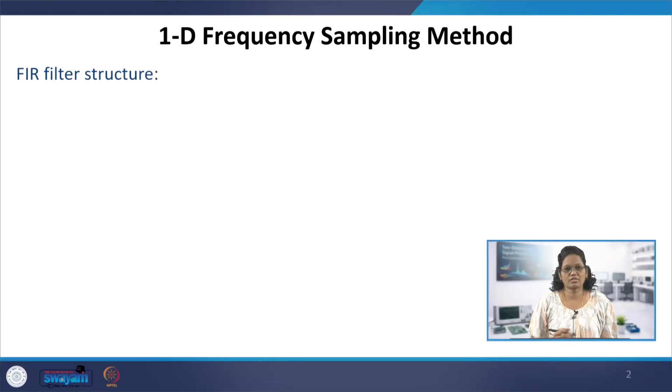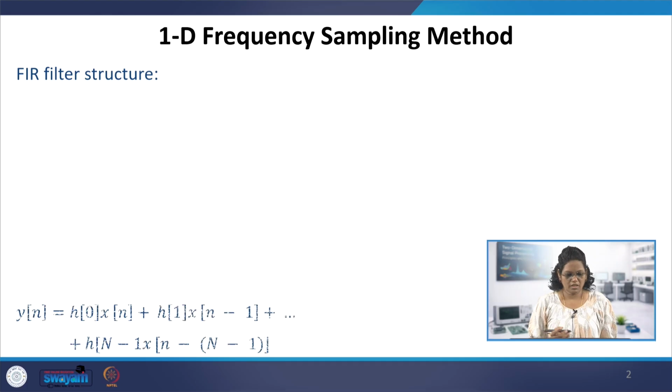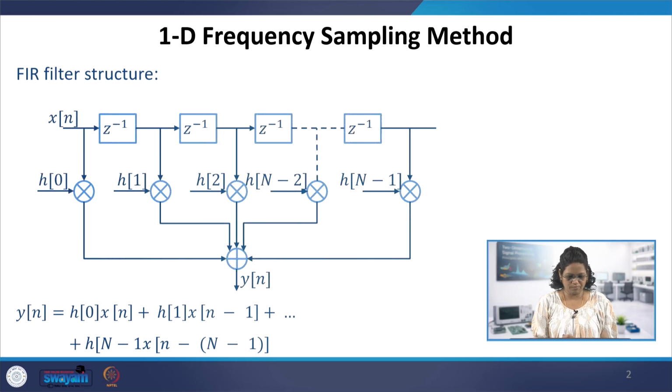So, the 1D frequency sampling method, that is the frequency sampling filter design. If we take an FIR filter structure, the equation of the 1D FIR filter is y of n equal to h of 0 into x of n plus h1 x of n minus 1, and it continues up to h of n minus 1 x of n minus n plus 1. So we had seen the structure and its equation in the 1D filter design. In this equation, the order n can be defined from the number of delays it uses and the coefficients.